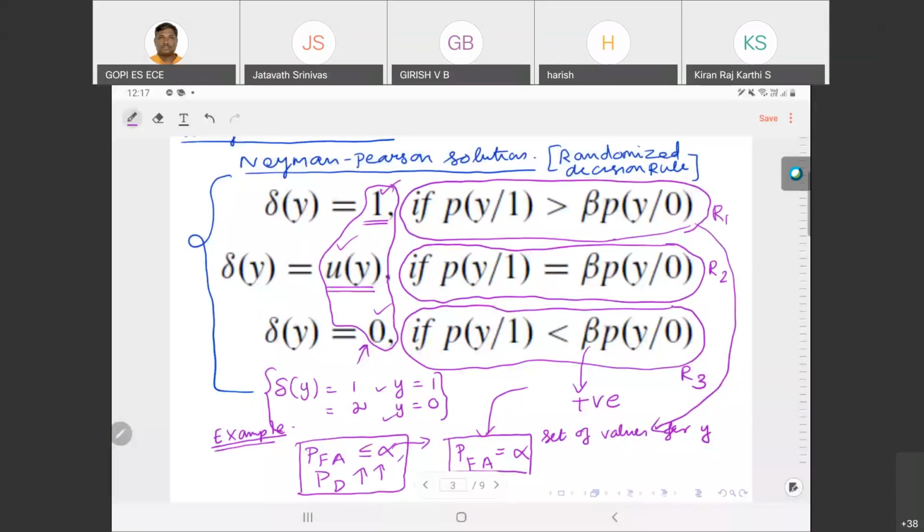So in the coming class we are going to discuss the characteristics of the Neyman-Pearson technique, followed by whatever we discussed so far, the Bayes technique, Minimax technique and Neyman-Pearson technique, where everything we restricted ourselves to the binary channel model. So we will do the same Bayes, Minimax and Neyman-Pearson technique for additive Gaussian noise model also. In the coming class we are going to do all those things.